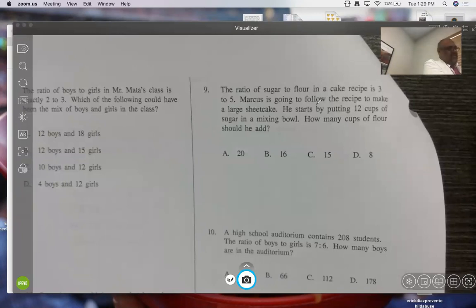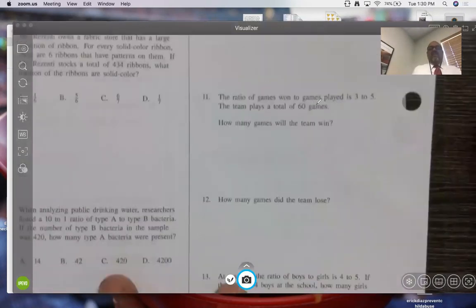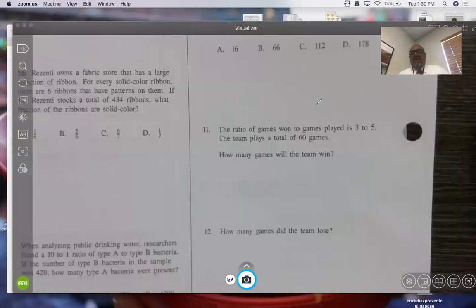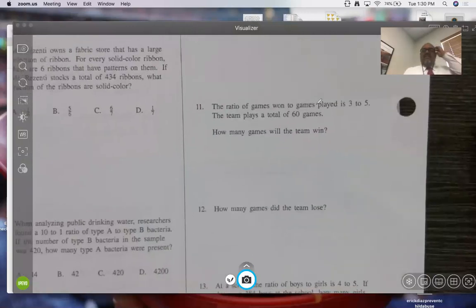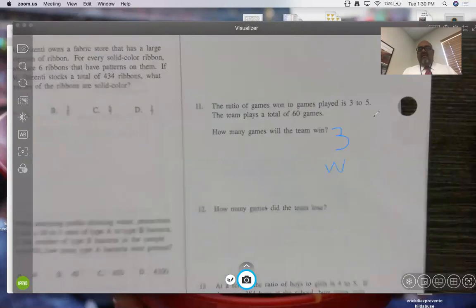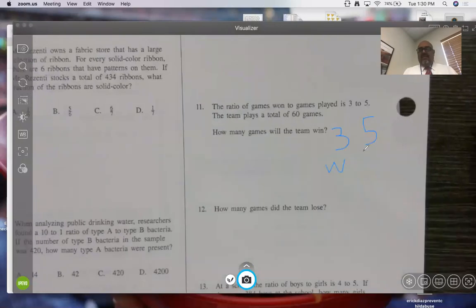All right, let's go ahead and go to number 11. It's actually a two-part question, and this will help us out here. The ratio of wins to games played is 3 to 5. So right off the bat, I'm going to go ahead and throw my ratio in here. 3 wins, and I have 5 games played. Okay, how many games will the team win?